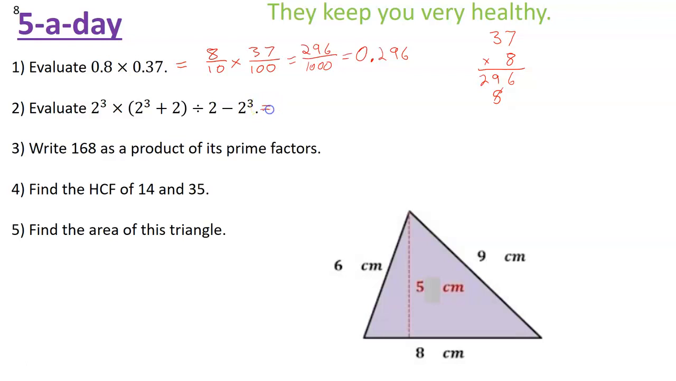Here, we're using order of operations. So I'm going to do the brackets first. So I've got 2 to the power of 3 is 8, plus 2 is 10.